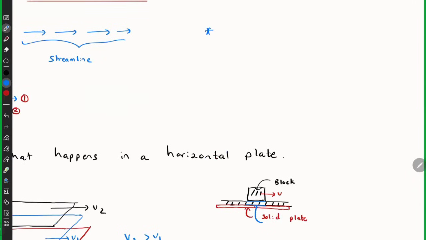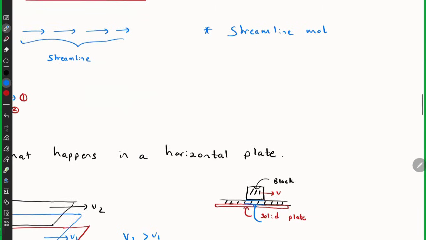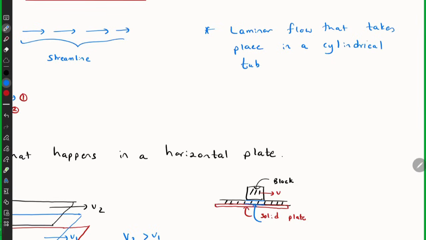Now, think about a cylindrical tube, right? No, let's think about laminar motion. Sorry. So laminar flow that takes place in what? In a cylindrical tube. Laminar flow that takes place in a cylindrical tube.